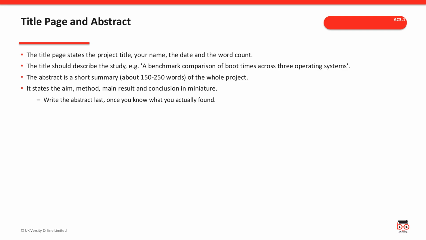The abstract is a short summary of the whole project, usually around 150 to 250 words, capturing the aim, method, main result, and conclusion in miniature. A useful tip: write the abstract last, once you actually know what you found.